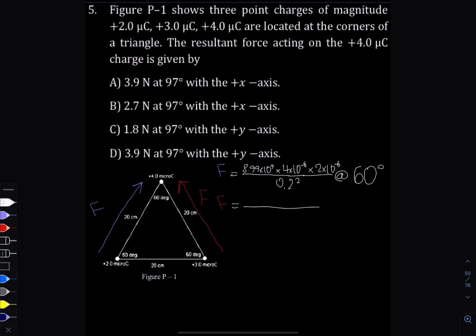Now for the second situation, we also have Coulomb's constant. The charge being affected is the same one, but here the magnitude of the charge that is creating the force is 3 times 10 to the negative 6. And the distance there is the same, 0.2 squared.